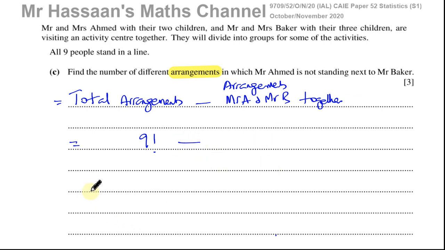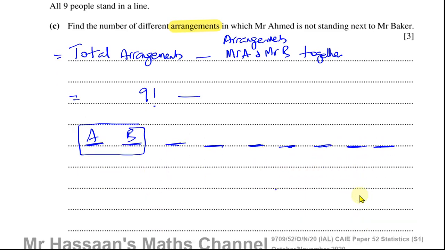So let's look at them when they're together. So we've got 1, 2, 3, 4, 5, 6, 7, 8, 9. Let's say they're both together in this position here. That's basically, you can say 1 block, right? And then you have 1, 2, 3, 4, 5, 6, 7. So basically, you can treat this as 1 block. It's like 8 objects that can be arranged amongst each other.